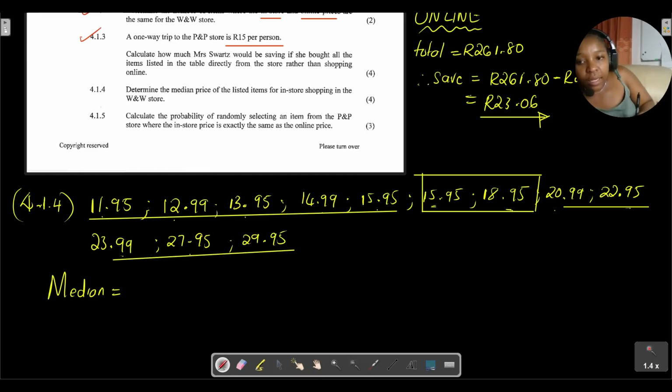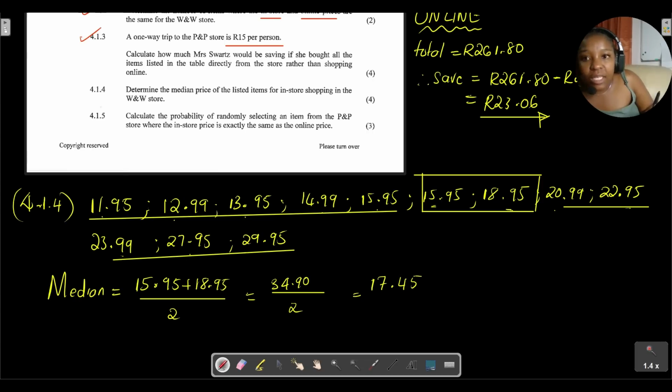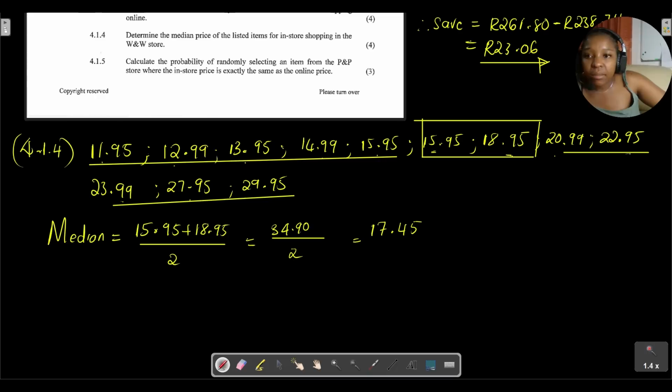So to get the median, it will be 15.95 plus 18.95 all over 2. What do we get? 15.95 plus 18.95 is 34.90. If you punch that into your calculator and divide that by 2, our answer is 17.45. So that is the median price of the listed items.